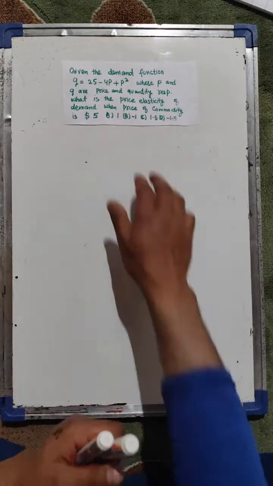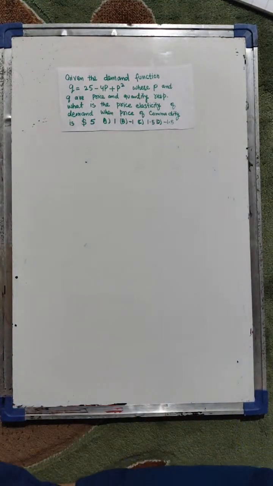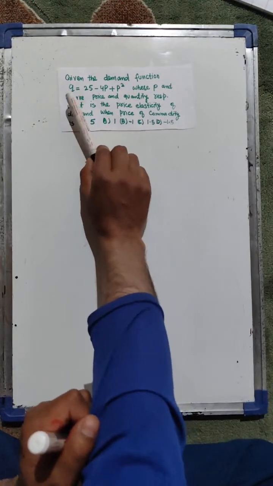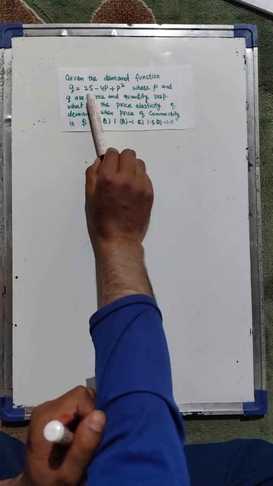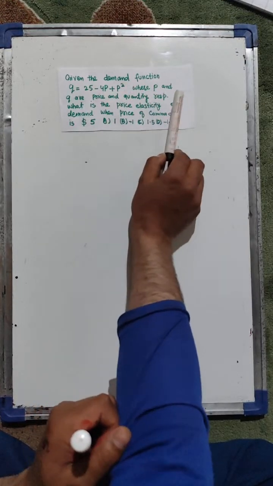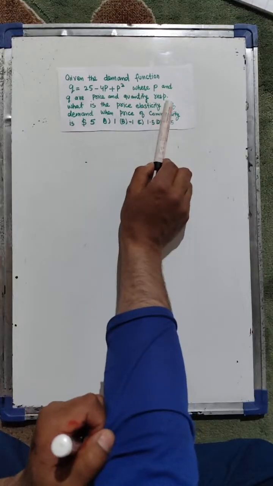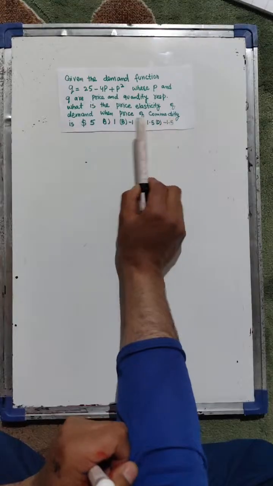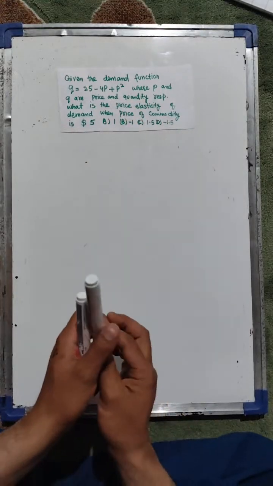So let us take the next question we have. Given the demand function, that is quantity demanded, which is equal to 25 minus 4p plus p square, where p and q are price and quantity respectively, what is the price elasticity of demand when the price of the commodity is $5? We are supposed to find out.